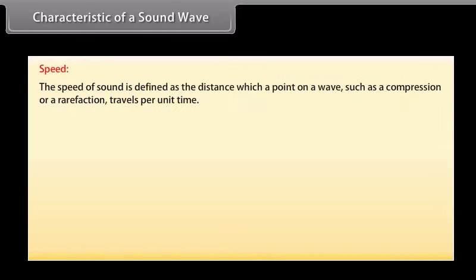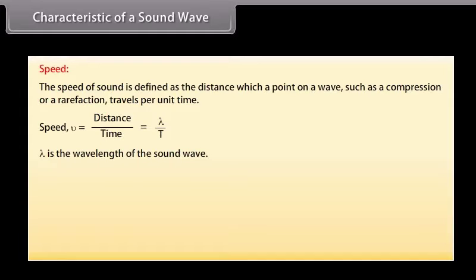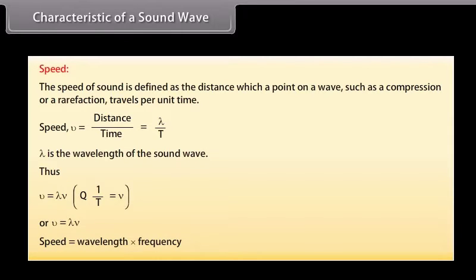Speed. The speed of sound is defined as the distance which a point on a wave, such as a compression or a rarefaction, travels per unit time. We know that speed, v, is equal to distance upon time, which is equal to lambda upon T. Here, lambda is the wavelength of the sound wave. It is the distance travelled by the sound wave in one time period of the wave. Thus, v is equal to lambda into nu. That is, speed is equal to wavelength into frequency.